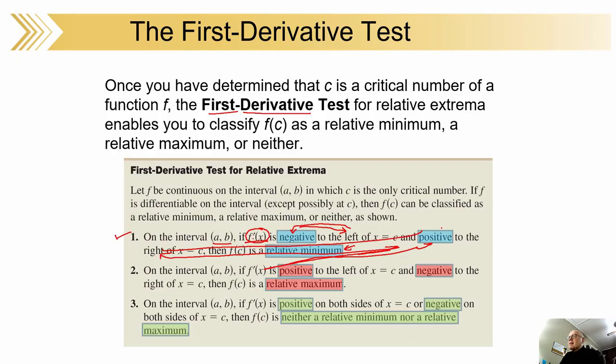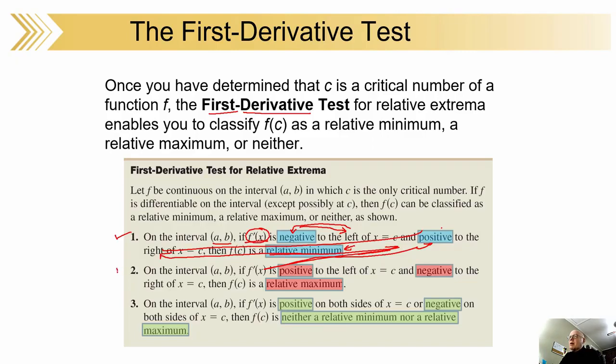Now this means that the derivative being negative means it's going down, and on the right side it's going up because the derivative is positive. That means it must have been at a low point in between. And there's your relative minimum.